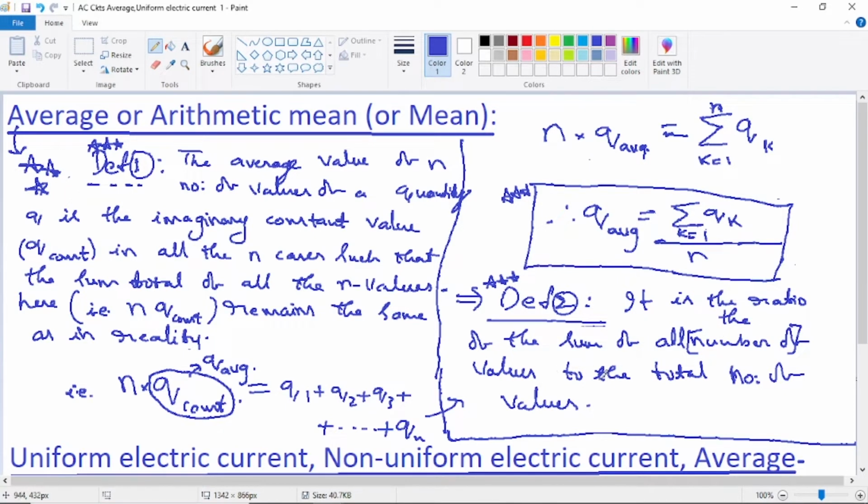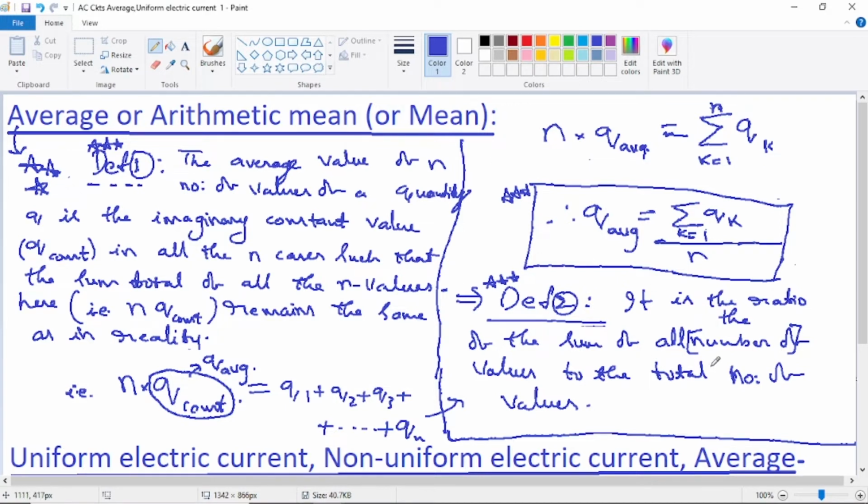Actually, it comes as all the values of a quantity, but that's not required. Of a quantity means it always looks like some physical quantity, but it need not be a physical quantity. Any group of values can be taken, say the physics marks of a group of students. So it's not a physical quantity, it's not always a quantity. So this is a much clearer, more accurate definition. It's the ratio of the sum of all the values to the total number of values.